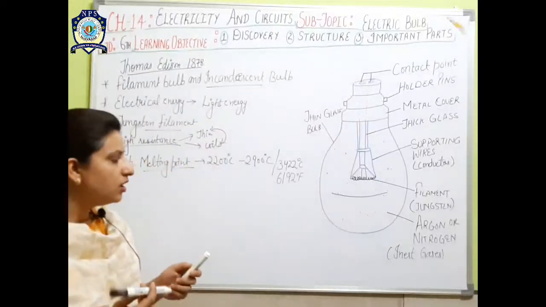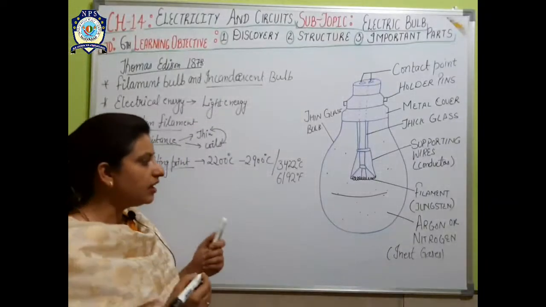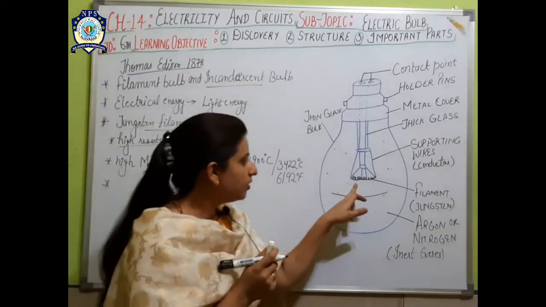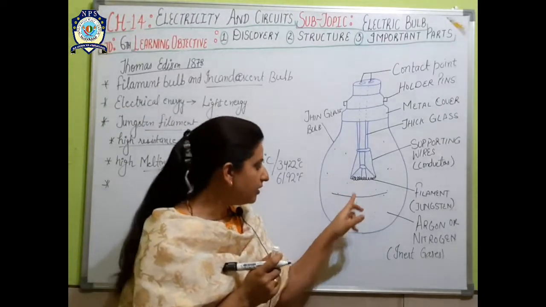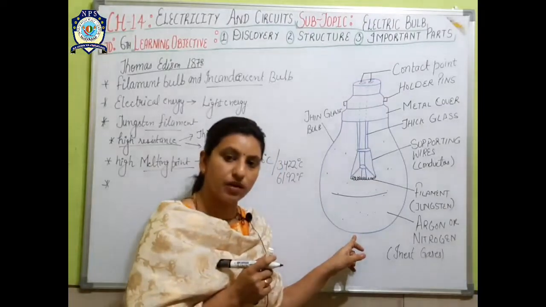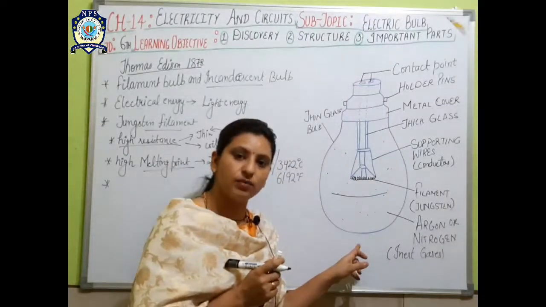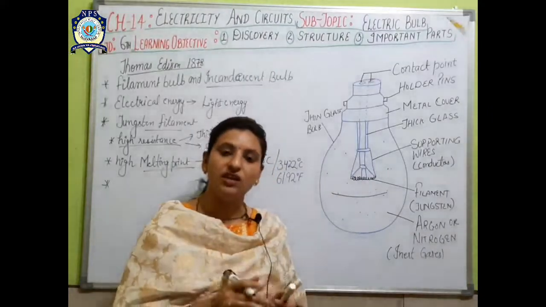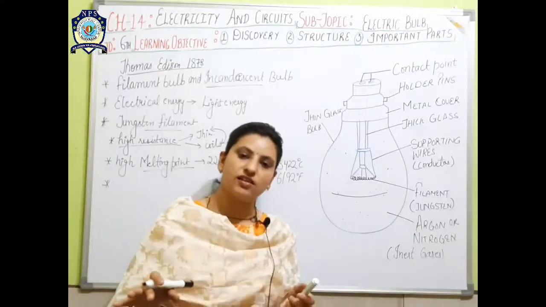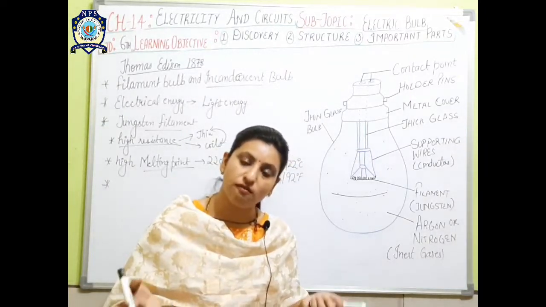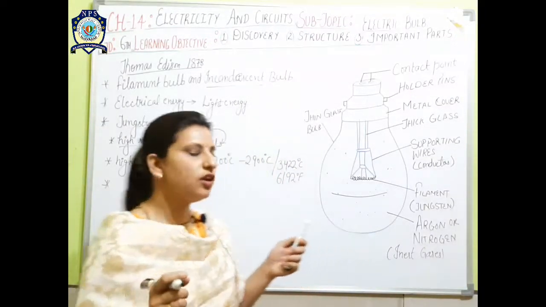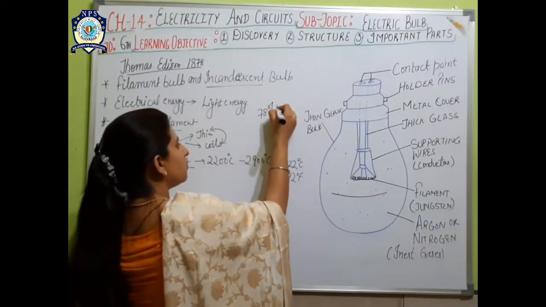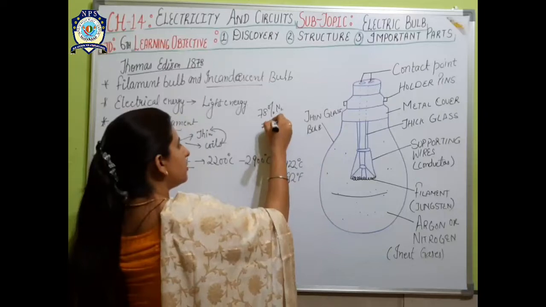Okay, now the third main thing present in the bulb is the outer layer of the bulb, which is made of glass. In this part there is an inert gas. Now the question arises, why is inert gas used, why is air not used here? If we see the composition of air, it has 78% nitrogen and 21% oxygen.